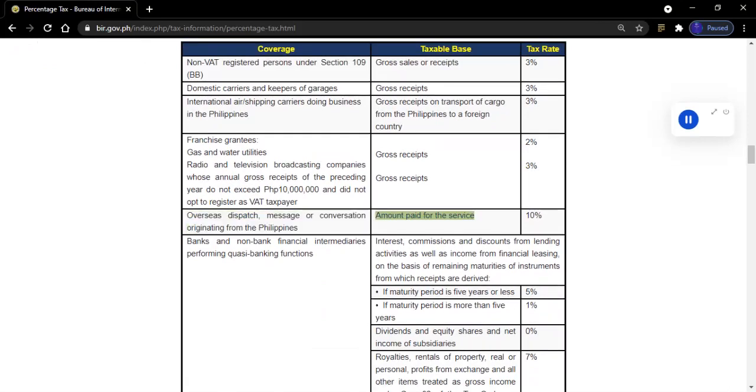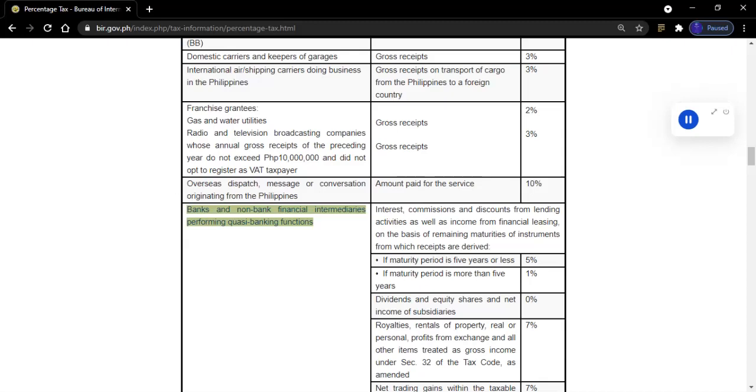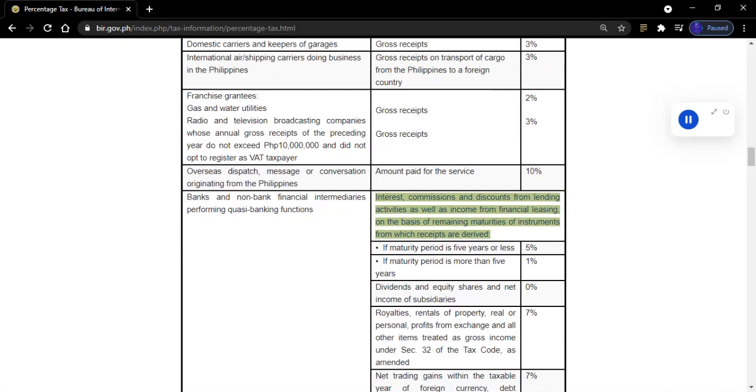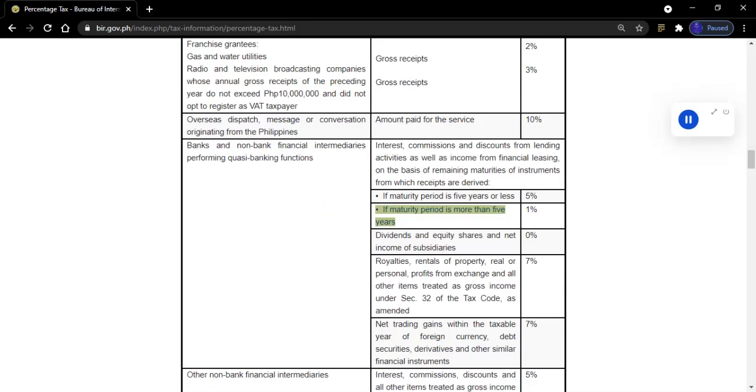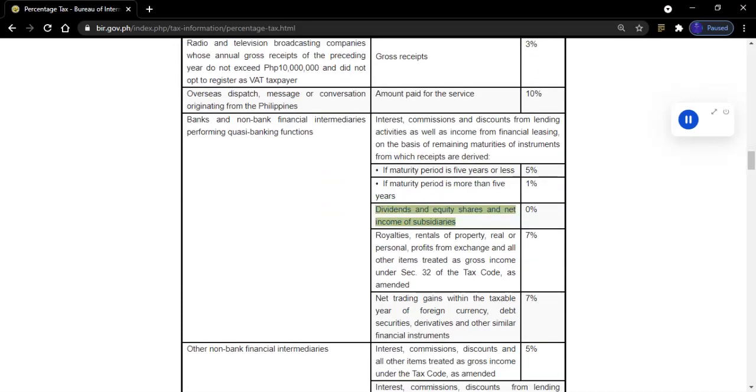Overseas dispatched message or conversation originating from the Philippines: amount paid for the service, 10%. Banks and non-bank financial intermediaries performing quasi-banking functions: interest, commissions and discounts from lending activities as well as income from financial leasing, on the basis of remaining maturities of instruments from which receipts are derived. If maturity period is 5 years or less, 5%. If maturity period is more than 5 years, 1%. Dividends and equity shares and net income of subsidiaries: 0%.